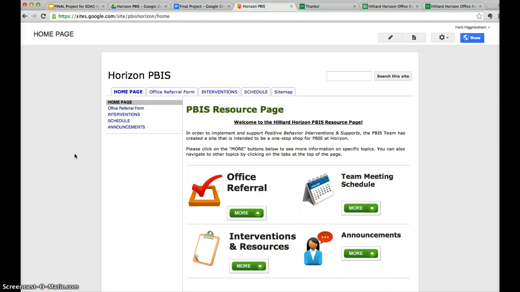Here's the page that I created using Google Sites, and really I decided to divide the site into 4 categories. There's going to be a place for office referrals, a place for interventions and resources, a place to show when the PBIS team will be meeting, which will be important for teacher referrals and for teachers to know when they might be able to participate in those meetings, and the announcements.